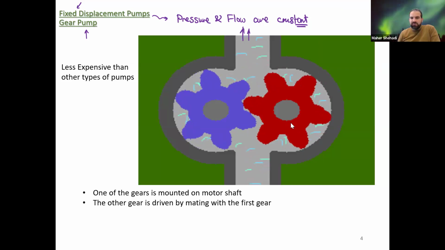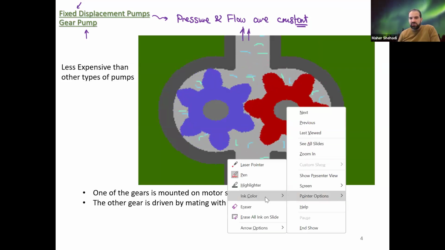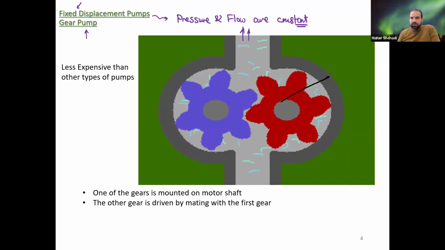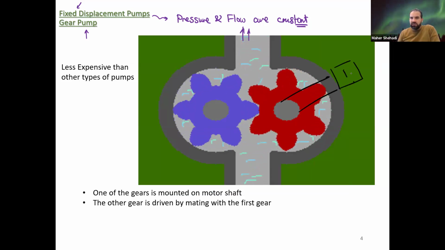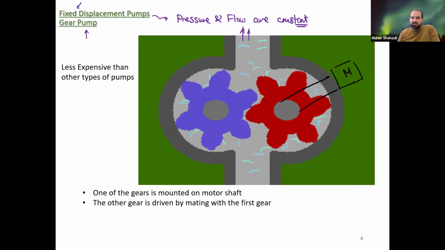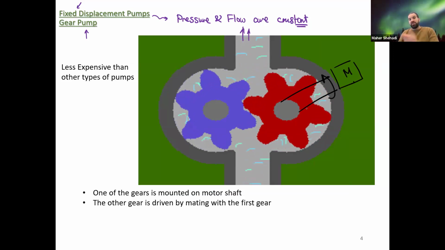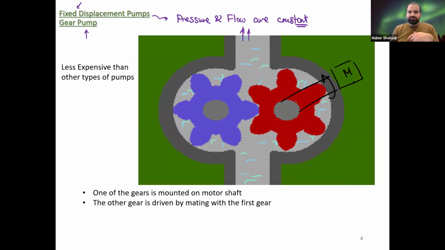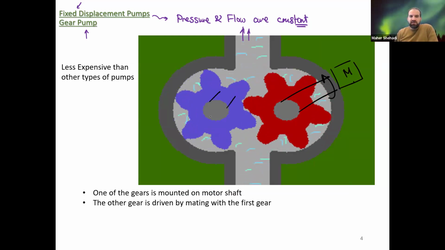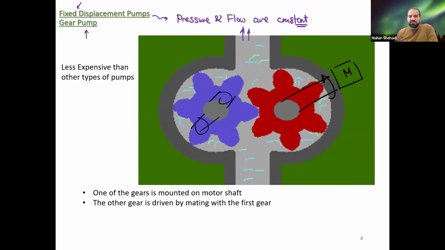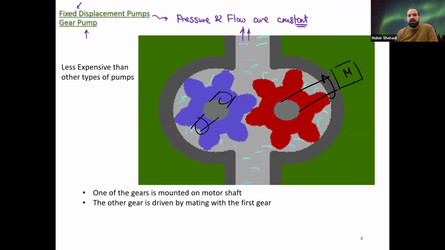So one is connected from here through the shaft into the motor, and that's the one that drives here. So you have the electric motor, it drives one of the gears mostly. And then this gear is just connected through like bearings. So it's installed there, it's fixed there.